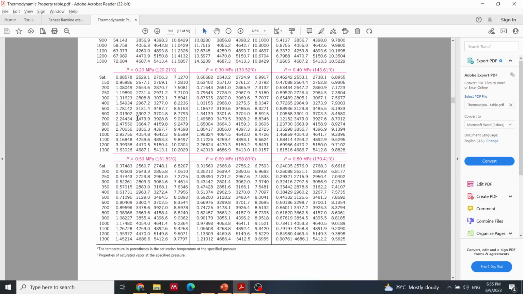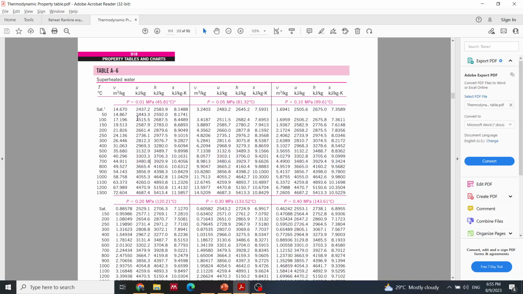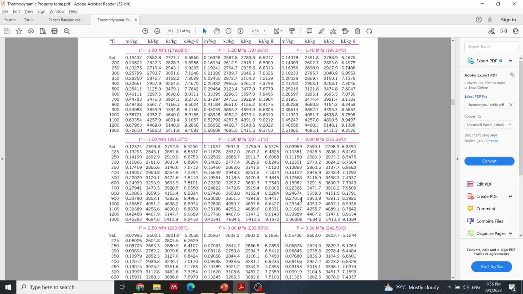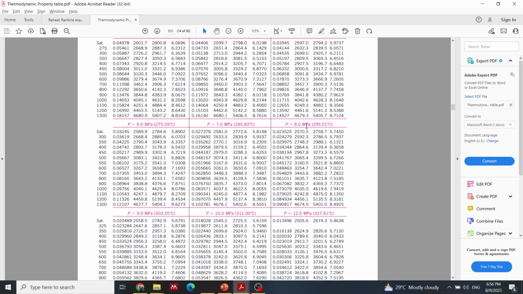Okay, now what we are interested in is the pressure of 8 megapascal. If we go to the 8 megapascal table, the temperature of interest is 500, so 500 all the way up to here. These are the enthalpy values. 3399.5 is the enthalpy value, and 6.7266 is the entropy value, right? So we can copy those values.